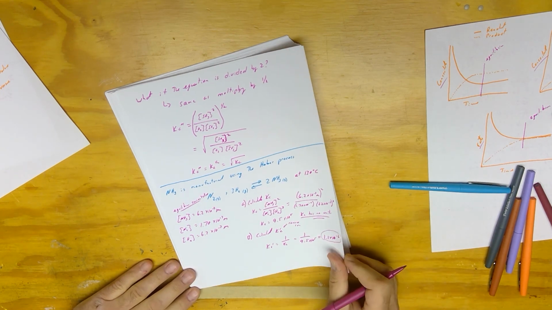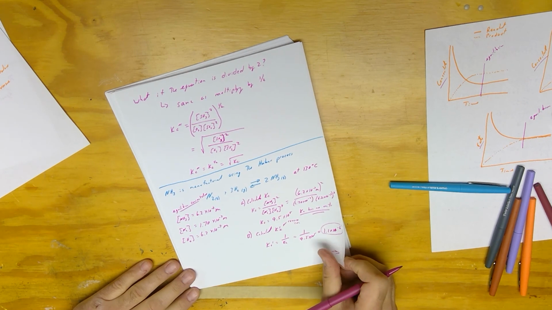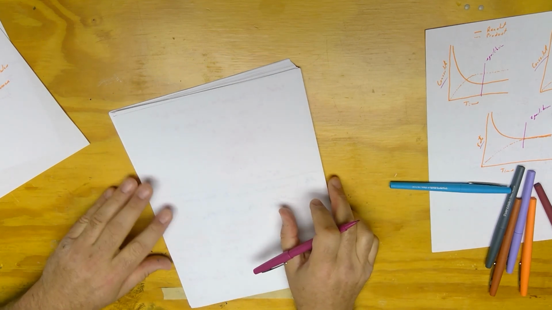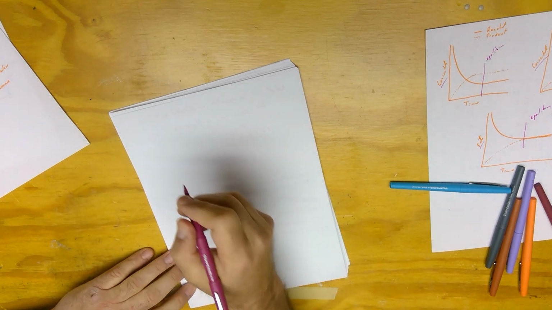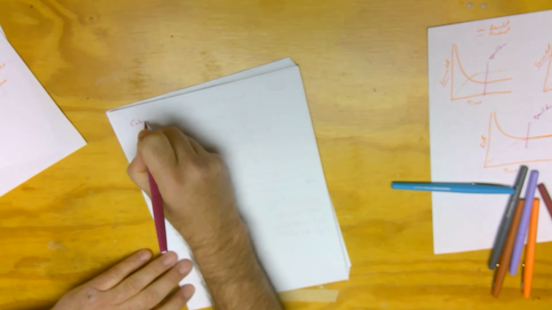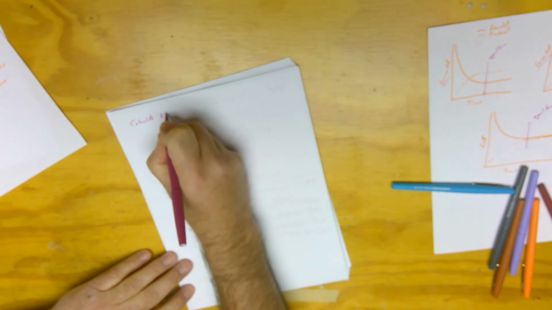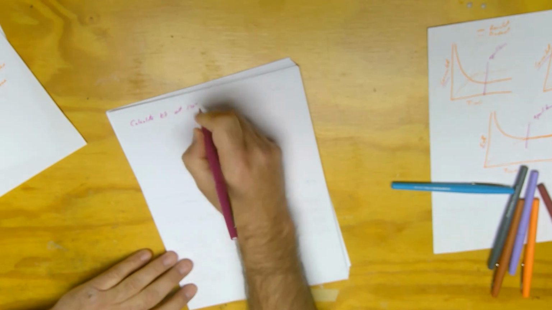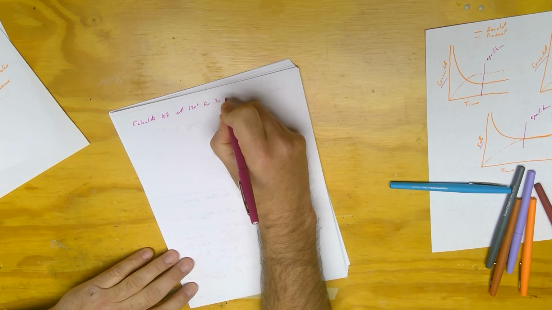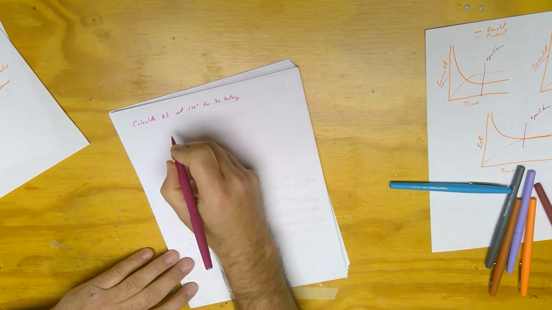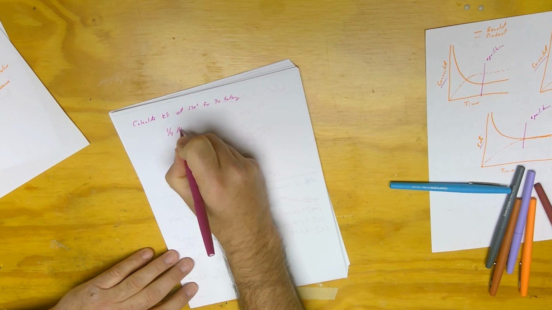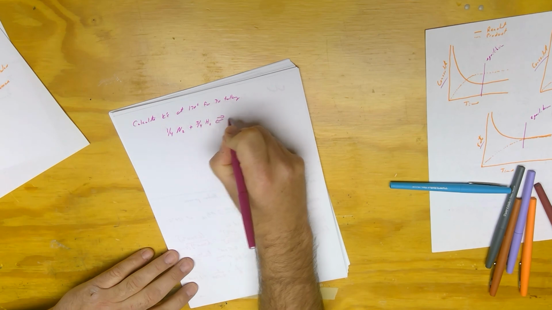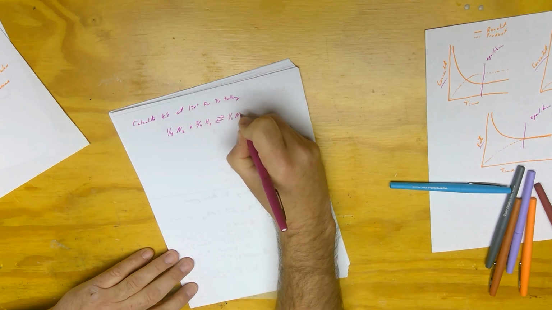Now, what if we have to change our coefficients, and otherwise we're multiplying or dividing? So let's calculate K double prime c at 130 degrees for the following. 1/4 N2 plus 3/4 H2 is in equilibrium with 1/2 NH3.